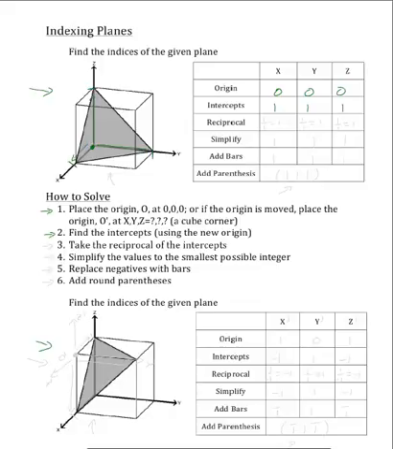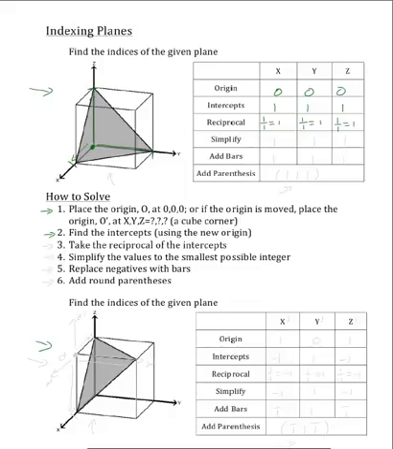Now the next step is to take the reciprocals of these intercepts. So we will take 1 over the x-intercept, which is 1, and that will equal 1. We will take 1 over the y-intercept, which is 1, and that will equal 1. And we will take 1 over the z-intercept, which is 1, and that will also equal 1.